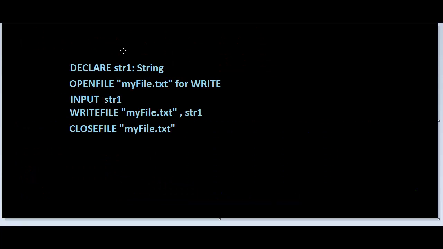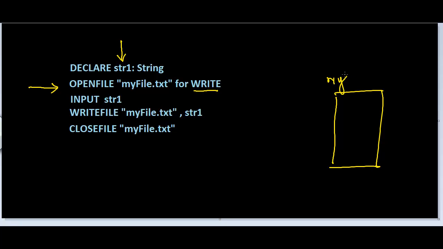Let's take a look at this small program and see what we've done here. I have declared a string variable str1, and then in the next line I have used the open file instruction to open a file in write mode. What this is going to do is create a new file called my file. Obviously the extension is going to be txt, so this is myfile.txt, right?